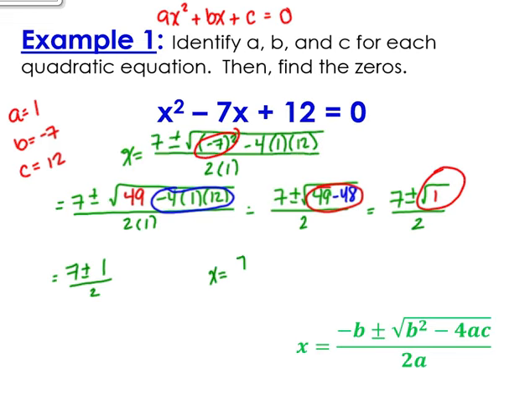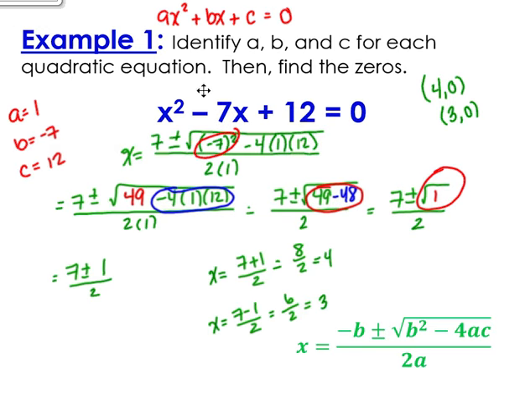So one of my solutions is the ordered pair 4, 0. Another one of my solutions, 7 minus 1 is 6, divided by 2 is 3. And that's the ordered pair 3, 0. Now, that should make sense. This is your solution. You're finished.